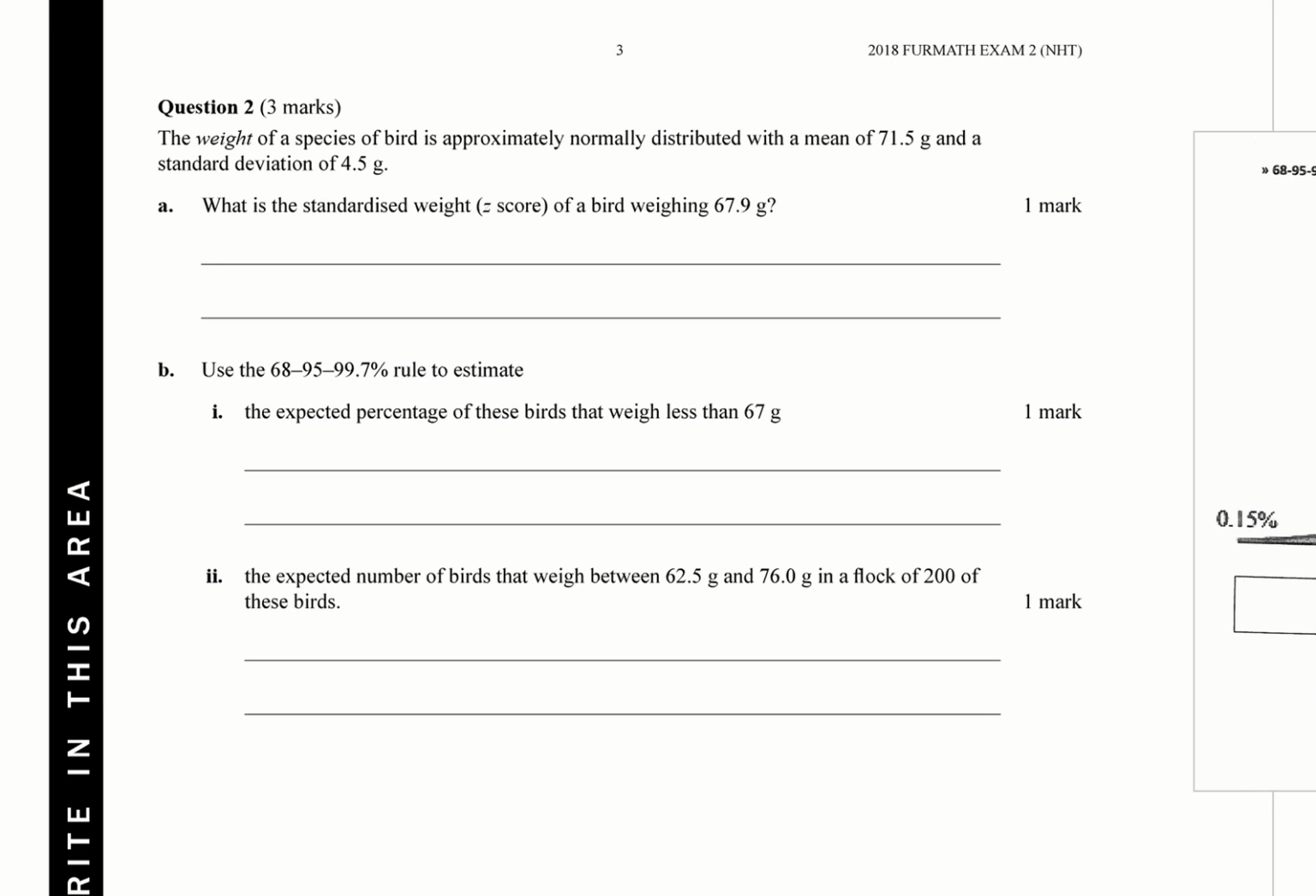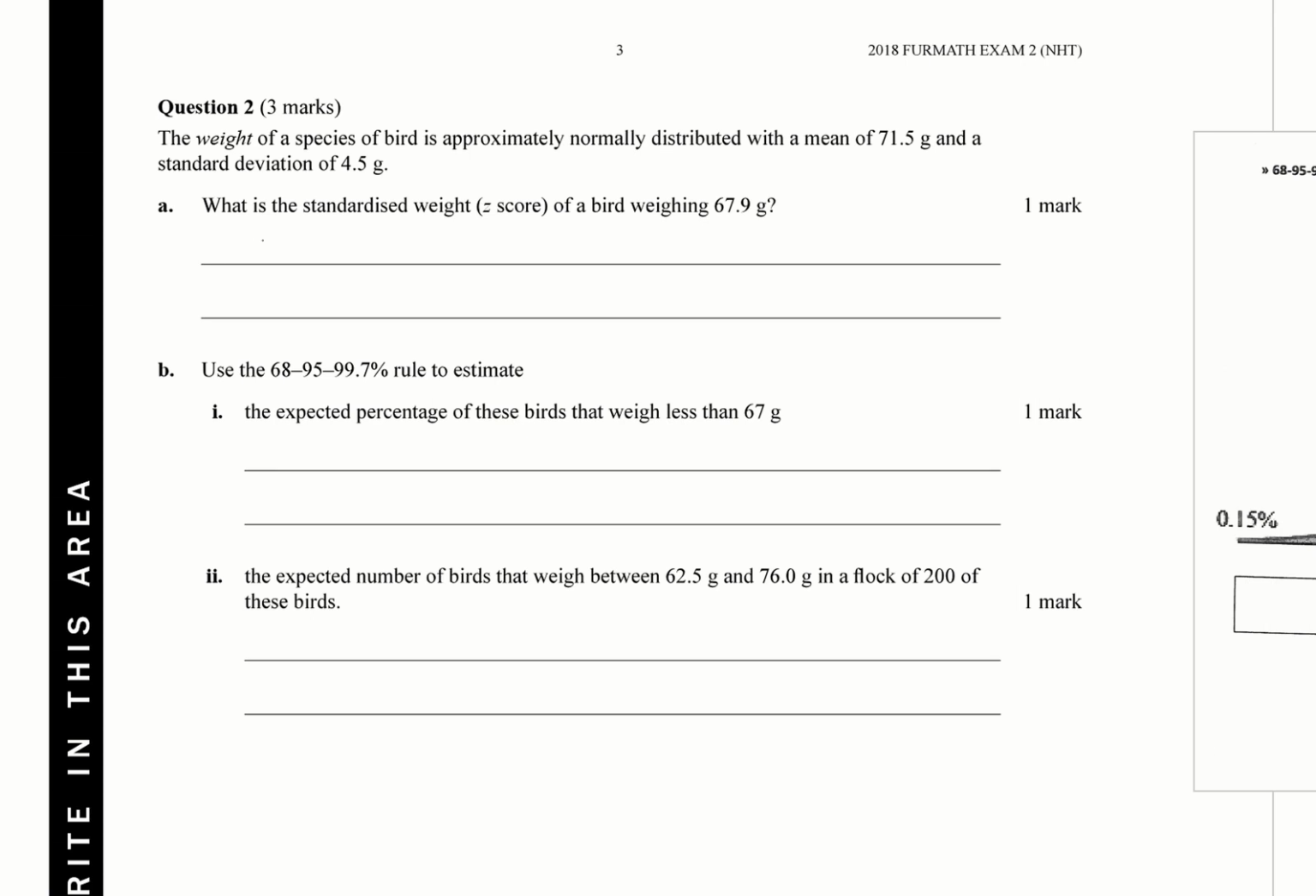Okay, so this is question 2 from the 2018 NHT for exam 2. So we've got the weight of the species of bird is approximately normally distributed with a mean of 71.5 grams and a standard deviation of 4.5 grams. So we want to find the Z-score, the standardized weight of the bird weighing 67.9.